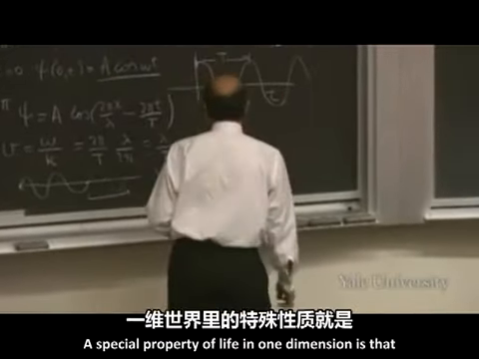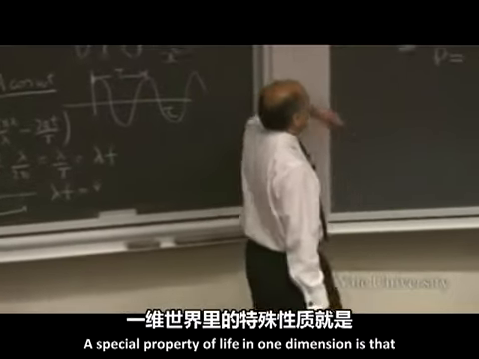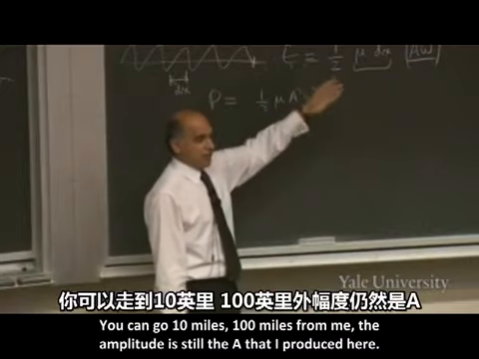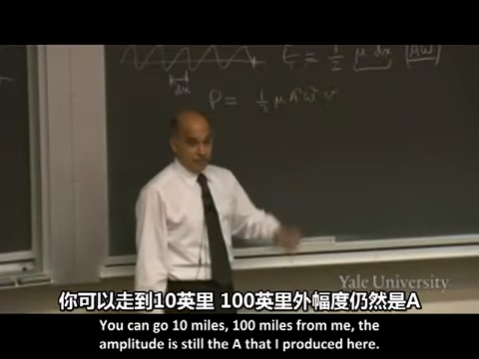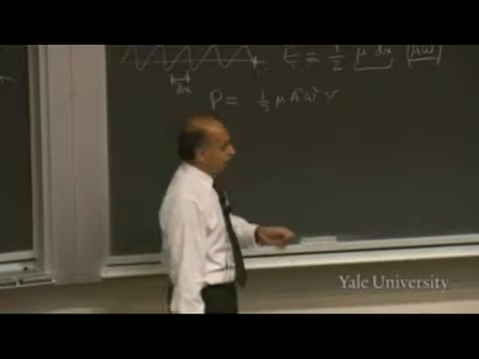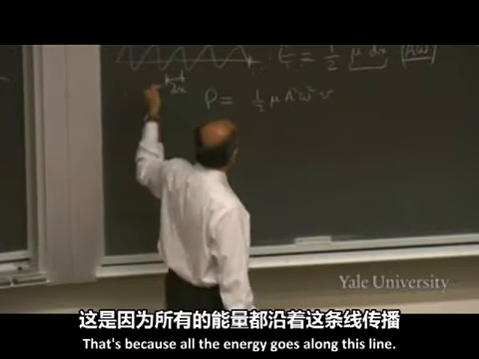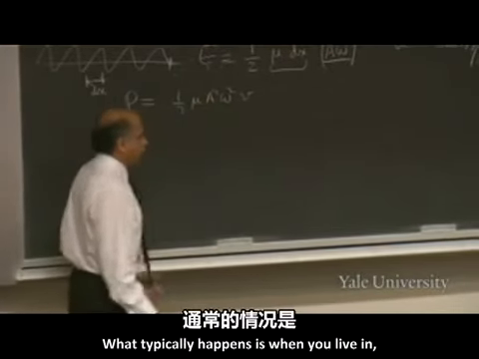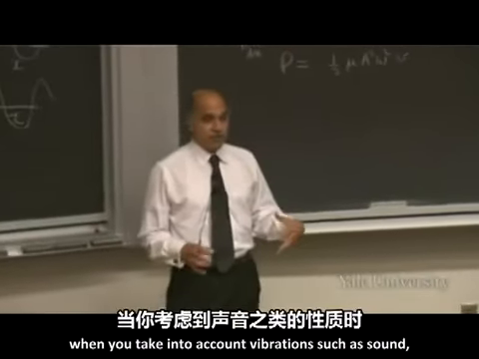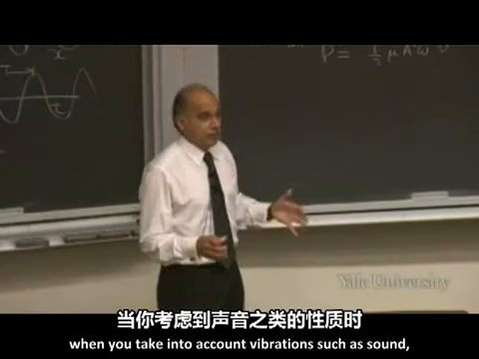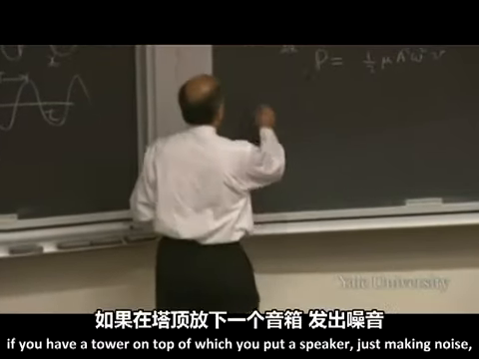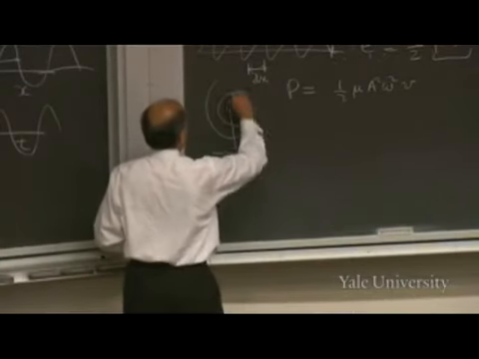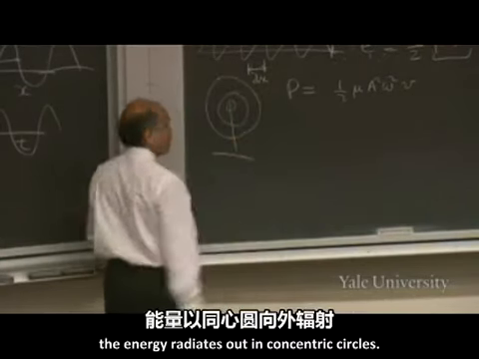A special property of life in one dimension is that this wave goes undiminished in amplitude. It can go 10 miles or 100 miles from me. Amplitude is still the A that I produced here. That's because all the energy goes along this line. That's sort of atypical. What typically happens is when you take into account vibrations of, say, sound in 2 or 3 dimensions, if you have a tower on top of which you put a speaker that's making noise, the energy radiates out in concentric circles.